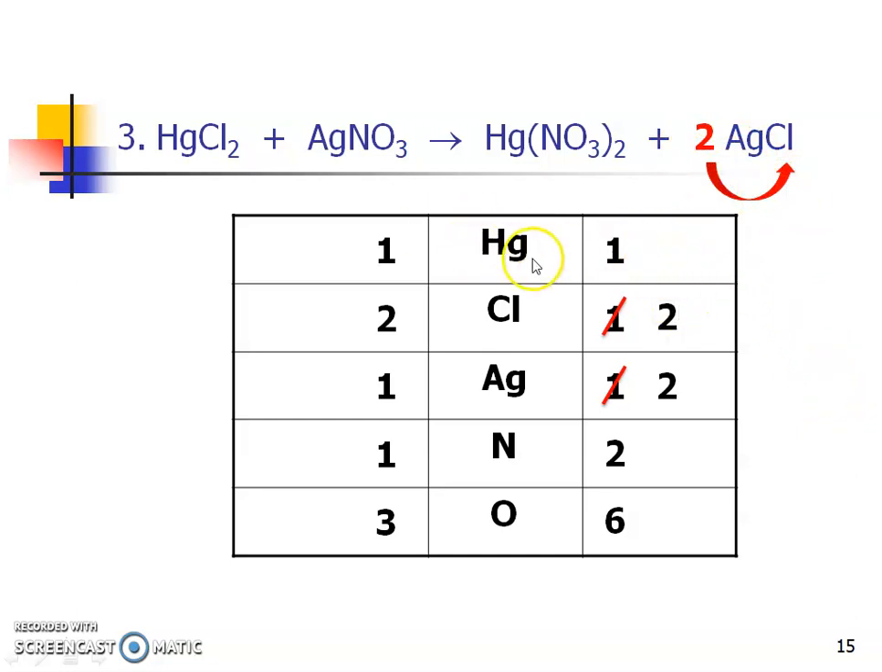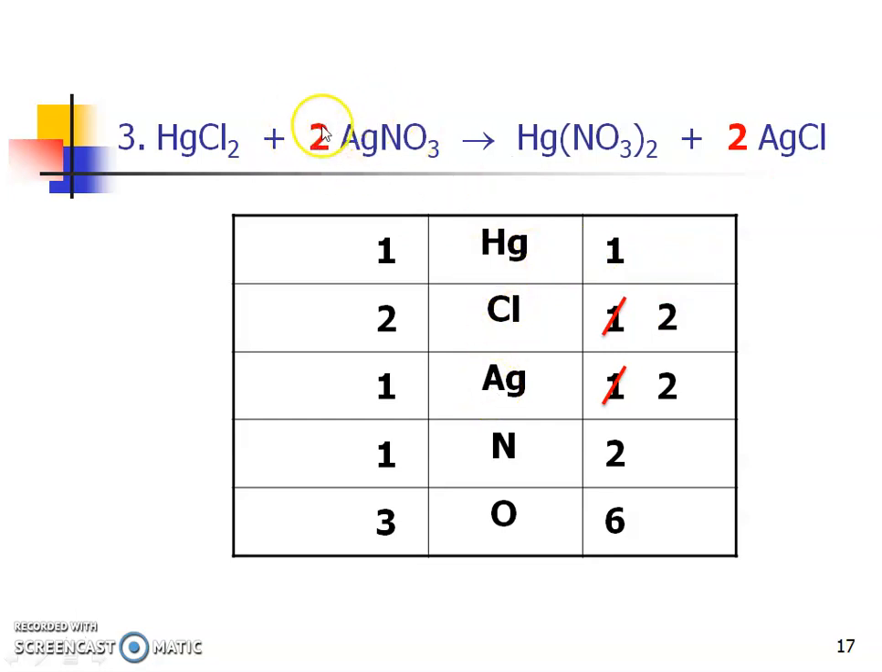All right, so back to the top here. Mercury is good. Chlorine is good. Silver, not so much, so we're going to put a 2 there. But remember, the 2 is going to affect all 3 elements. So I'm going to change my silver, I'm going to change my nitrogen, and I'm going to change my oxygen. So now, guys, back to the top, I have the same amount of mercurys on both sides, the same amount of chlorines on both sides, the same amount of silvers on both sides, the same amount of nitrogens on both sides, and of course the same amount of oxygens. And again, they don't all equal each other, but each individual element equals itself as a reactant and product.